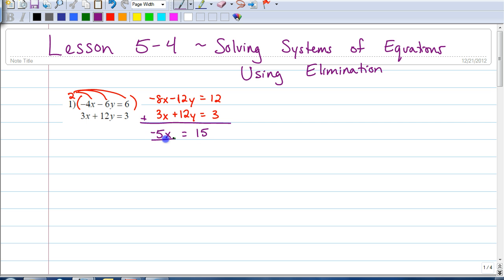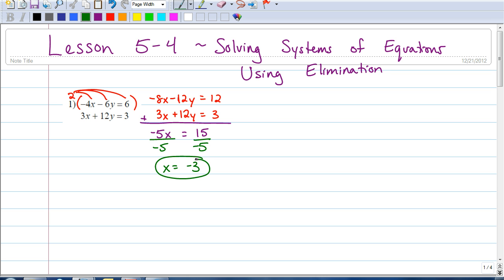So to find out what x is, I divide both sides by negative 5. Doing so results in negative 3 as my answer. So I know what x is. I know that x is negative 3, but remember we're looking for an intersection. We're looking for a common solution. So there's going to be both an x and a y. So I'm going to put negative 3 into either equation for x and solve for y.